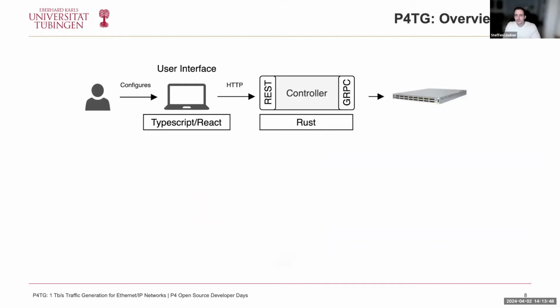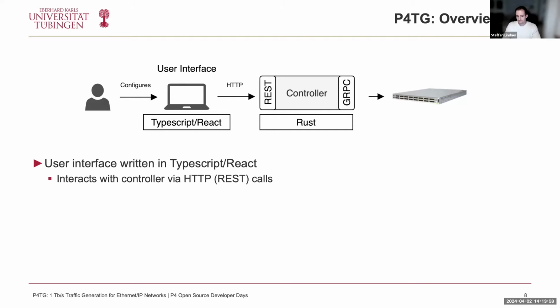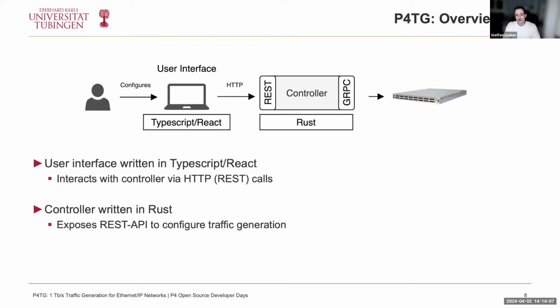The general workflow with P4TG is as follows. We have a user interface that is written in TypeScript and React, where a user can configure the traffic generation in its browser. The user interface then interacts with a controller via HTTP calls, and our controller is written in Rust and exposes a REST API to configure the traffic generator and then uses the BF runtime gRPC interface of the Intel Tofino for configuration.